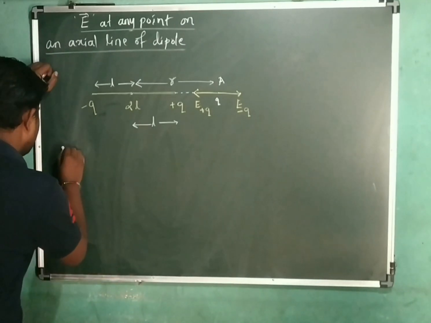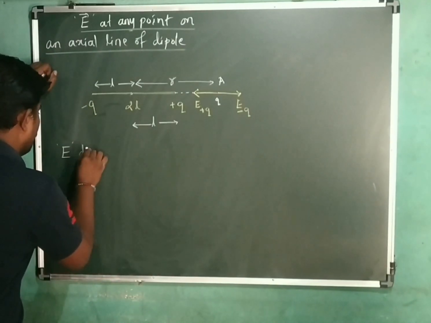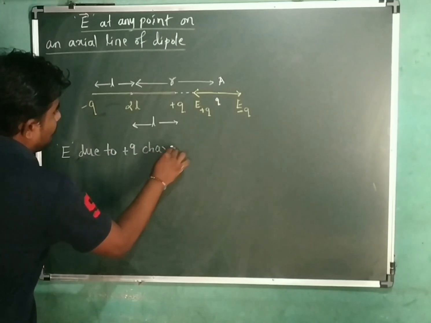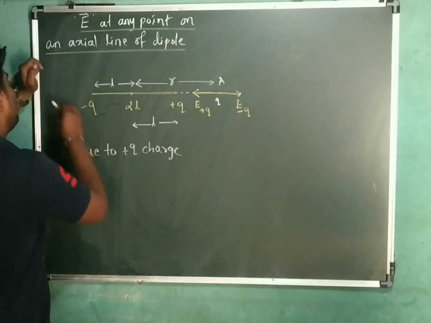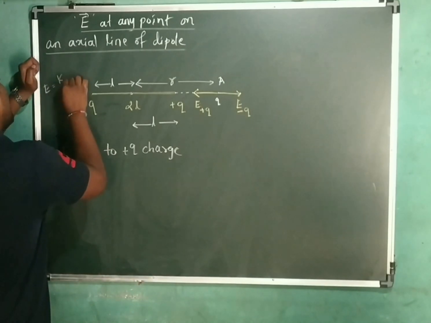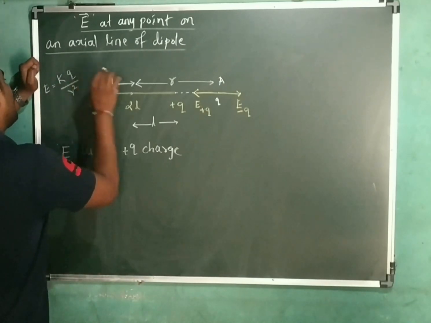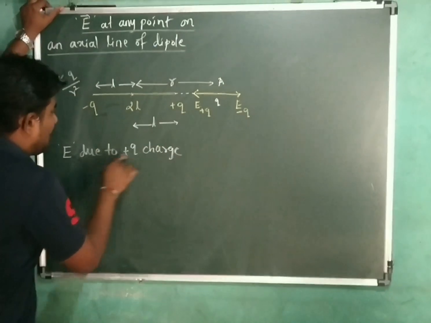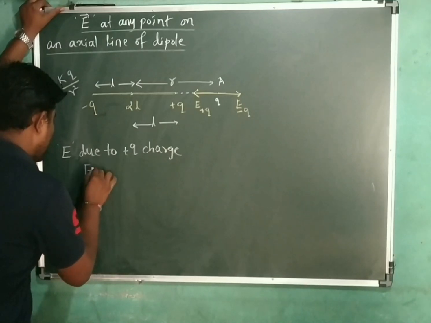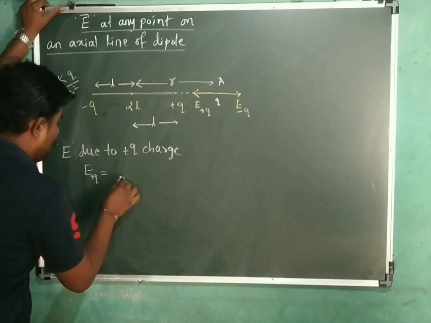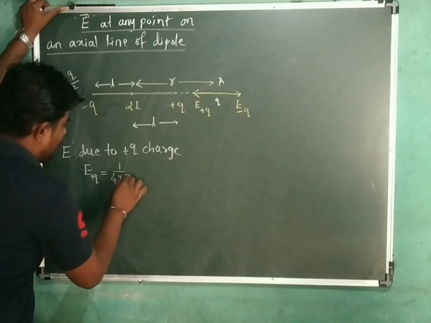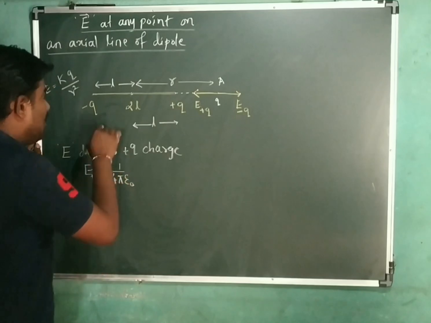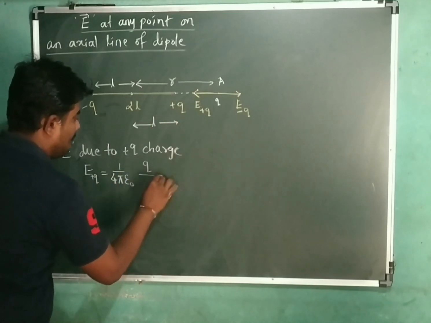First, electric field due to plus q charge. And as we know, electric field formula is E is equal to KQ divided by R square, where K is what? 1 divided by 4 pi epsilon naught. Electric field due to plus q charge, I can write this way: E due to plus q is equal to 1 divided by 4 pi epsilon naught. Q, what is this q? This is source charge actually, plus q, and distance.